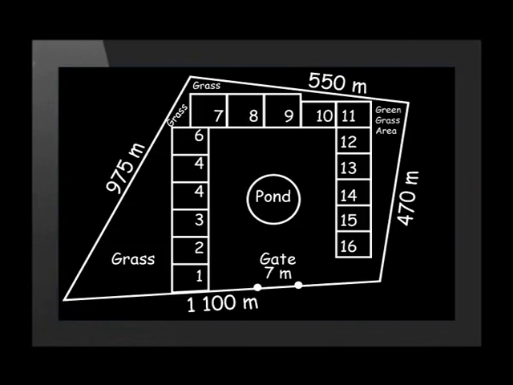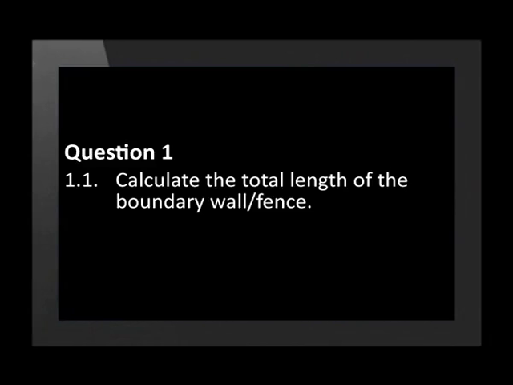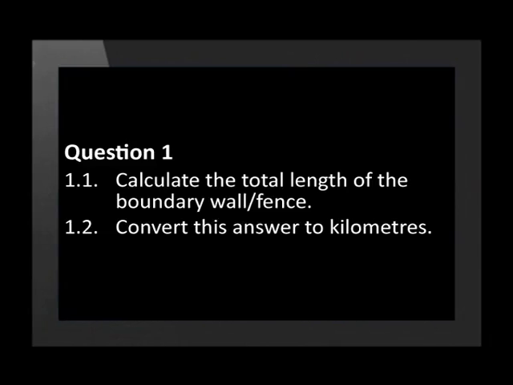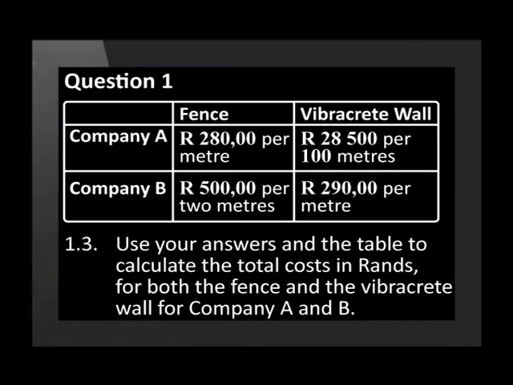Study the following diagram on your screen. It is a plan of the land where houses will be laid out in a complex. Calculate the total length of the boundary wall fence. Convert this answer to kilometers. Use your answers and the table to calculate the total cost in rands for both the fence and the vibracrete wall for company A and B.